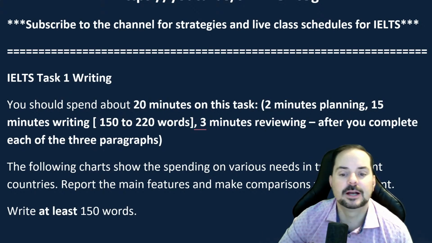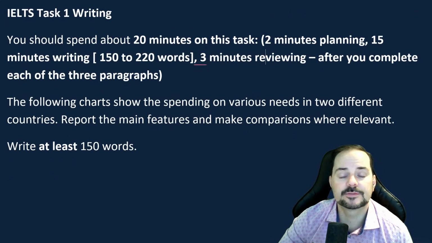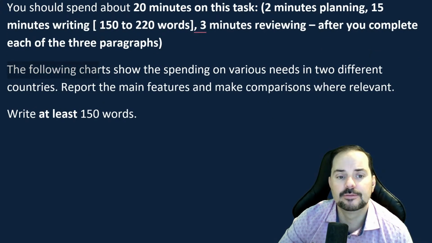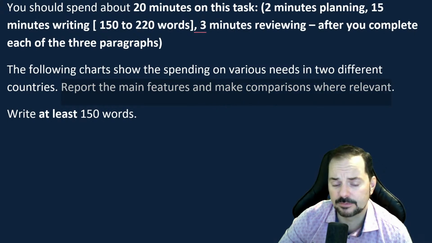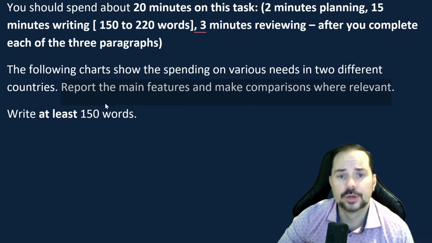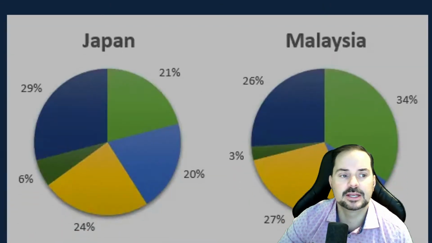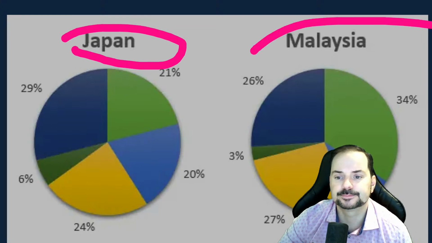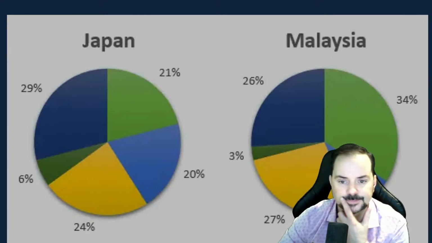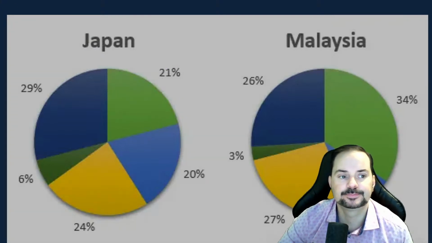All right. So 2 minutes for the planning. That means you read the question. Let's do that right now. The following charts show the spending on various needs in 2 different countries. Report the main features and make comparisons where relevant. Okay, so here we have 2 countries, Japan and Malaysia. And we have 2 pie charts.